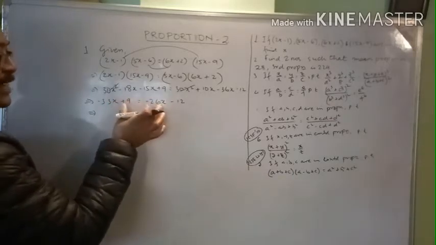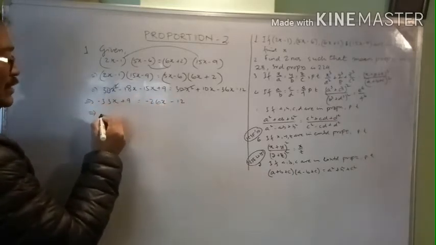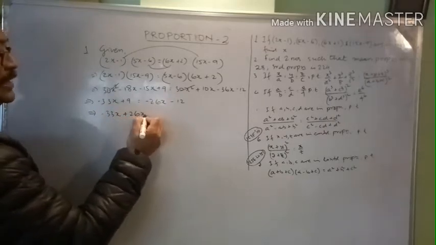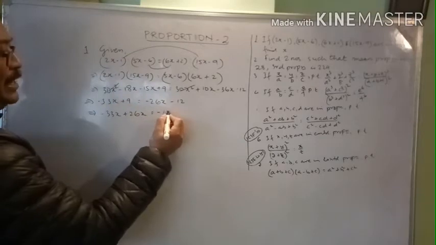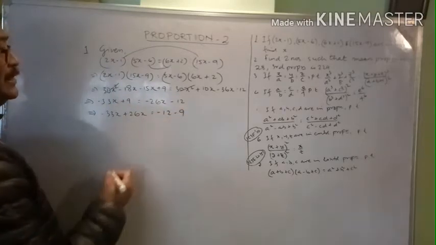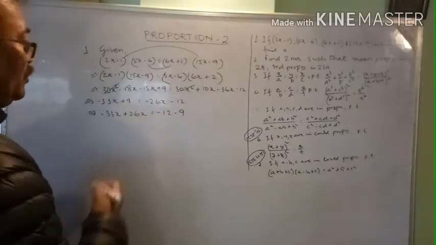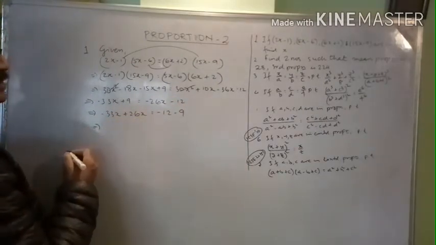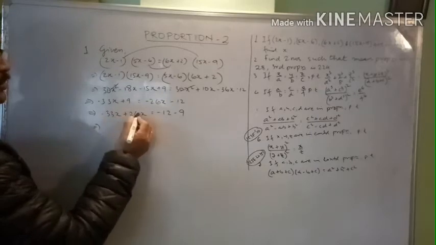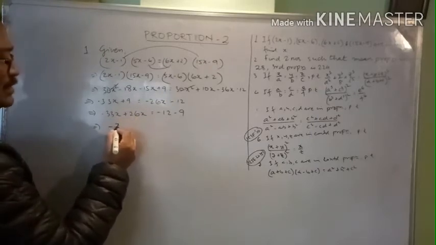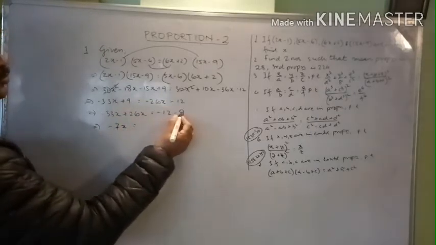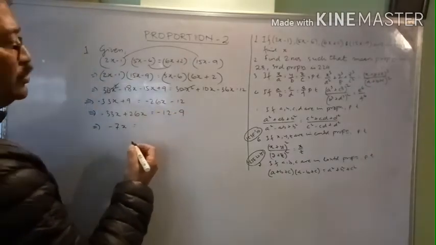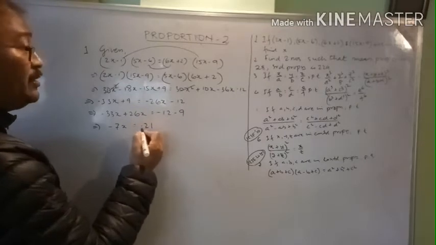So this will give you, you collect the like terms together on one side. So minus 33x plus 26x, sign will change, equal to minus 12 minus 9, that becomes minus 21. So minus 33 plus 26 is minus 7. So minus 7x equal to minus 21.